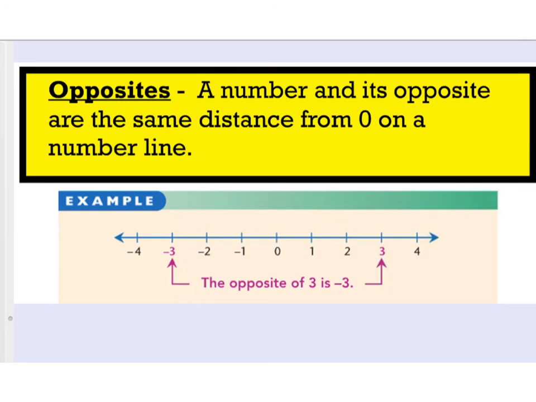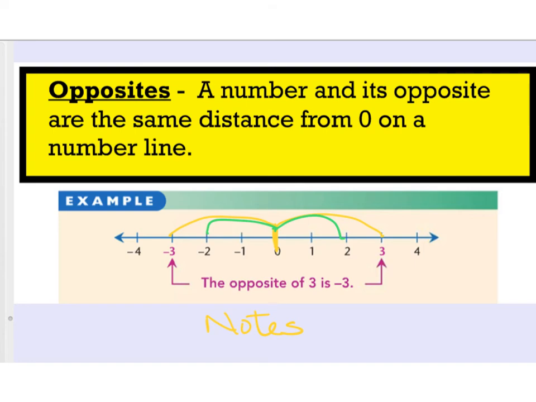More notes. Get this into your notes. Now we're going to talk about opposites. A number and its opposite are the same distance from 0 on a number line. So here's 0. +3 is 3 spaces away. -3 is 3 spaces away. I could do 2 and -2. You're going to have a positive and a negative.